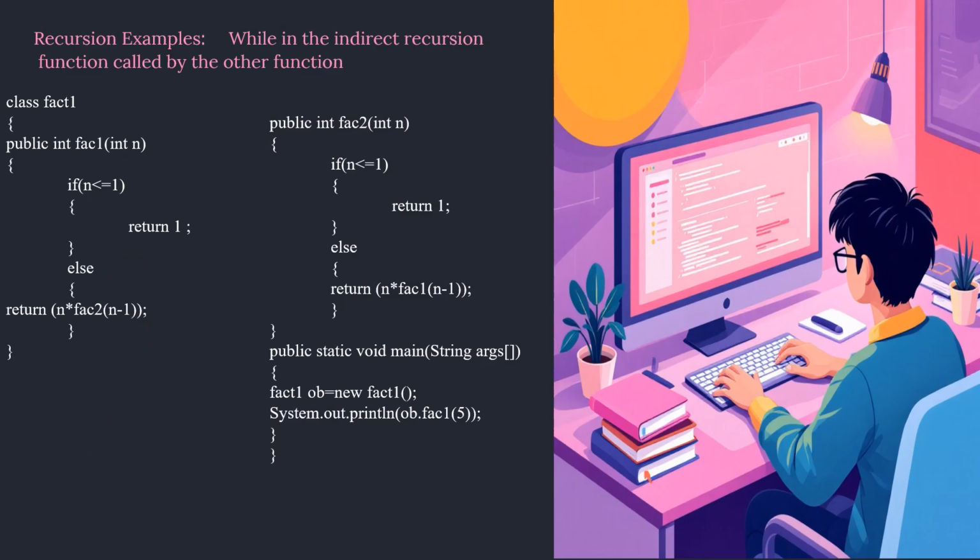So here is the example for factorial of 5. As you can see, in this program we have two methods, fact1 and fact2. In fact1 we are calling fact2, in fact2 we are calling fact1, and we are accomplishing the task of calculating the factorial of 5.